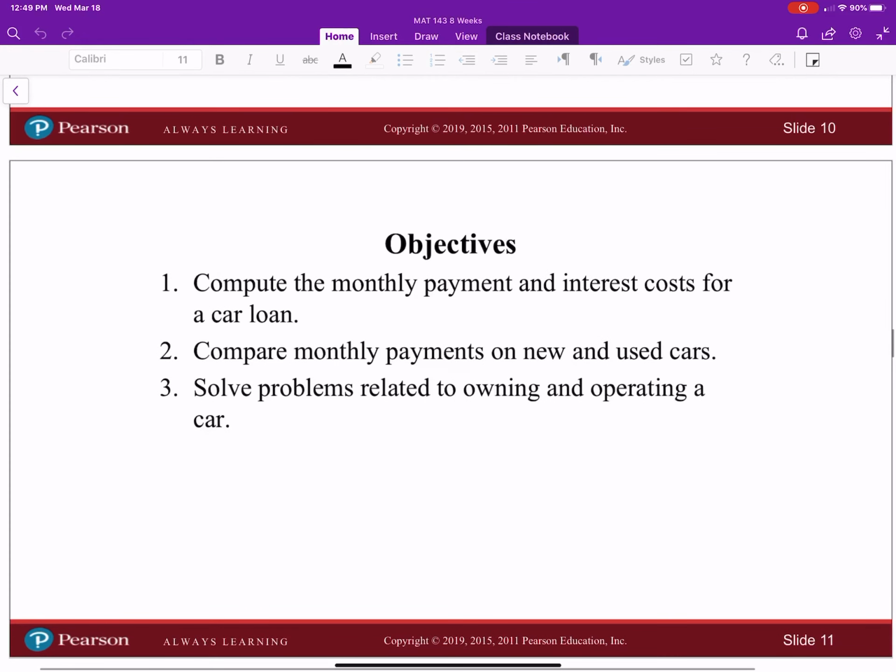So objectives for today is to compute the monthly payment and interest costs for a car loan, compare monthly payments on a new and used car, and we're going to solve problems relating to owning and operating a car.